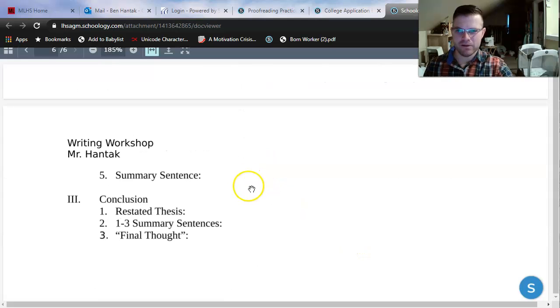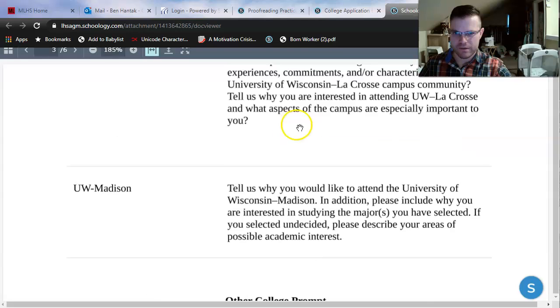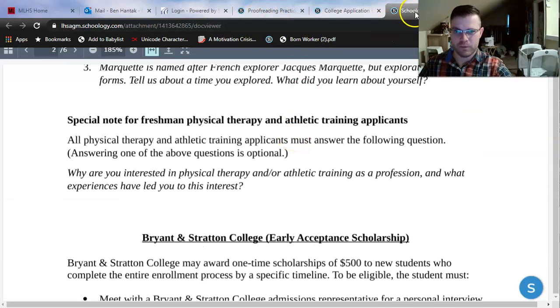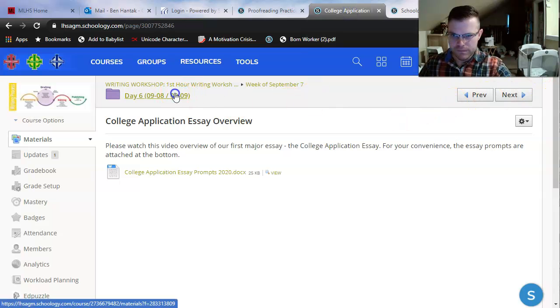Once again, you've got a blank outline here. If you want to use it, that's up to you whether you want to download this and fill it in to give you some guidance on drafting your essay. The way that I want you to pre-write, or the way that I'm going to require you to pre-write, is through a Schoology discussion. So let's go there real quick. Back to day 6.